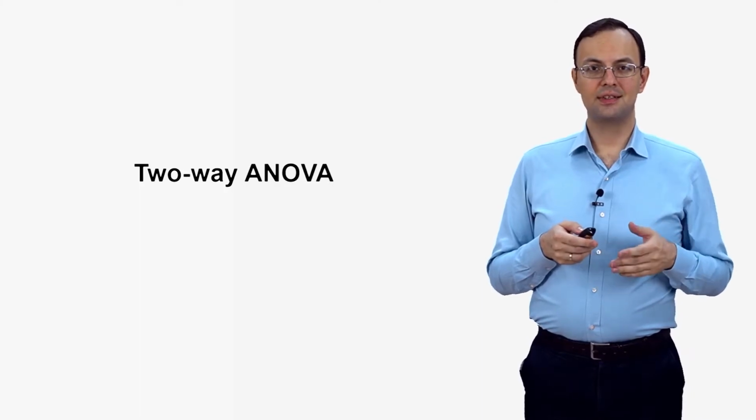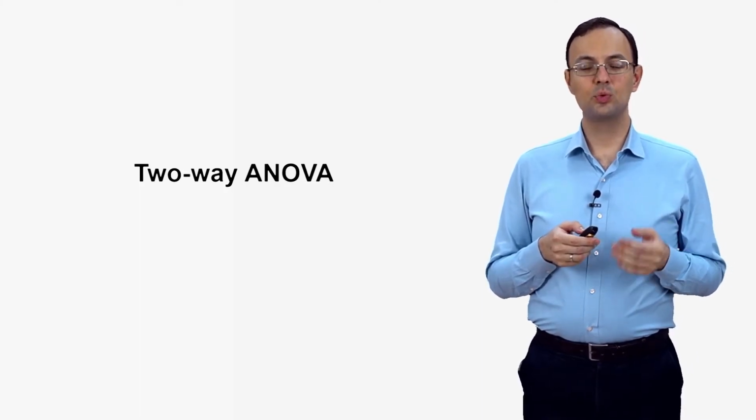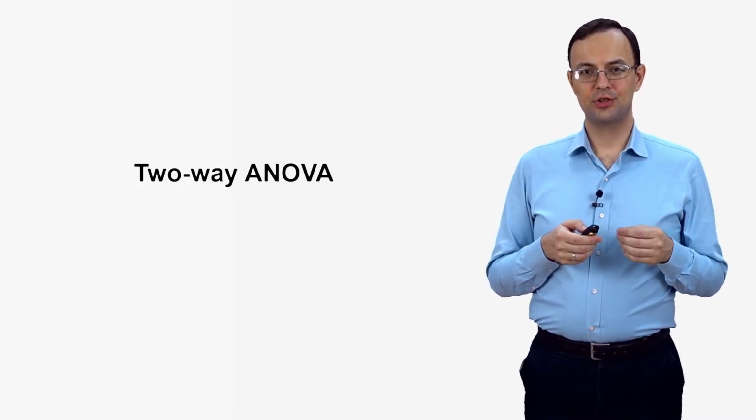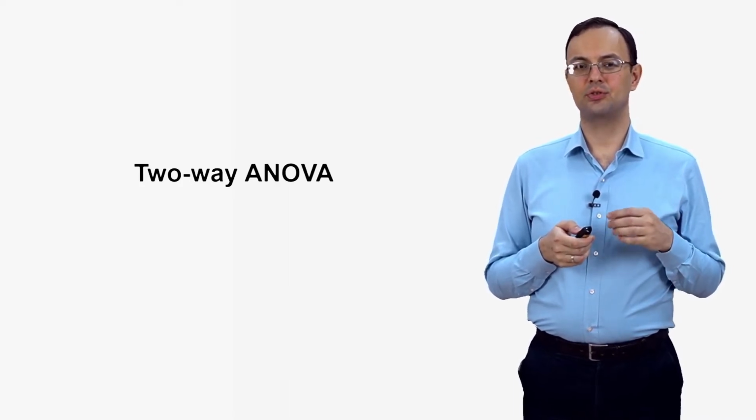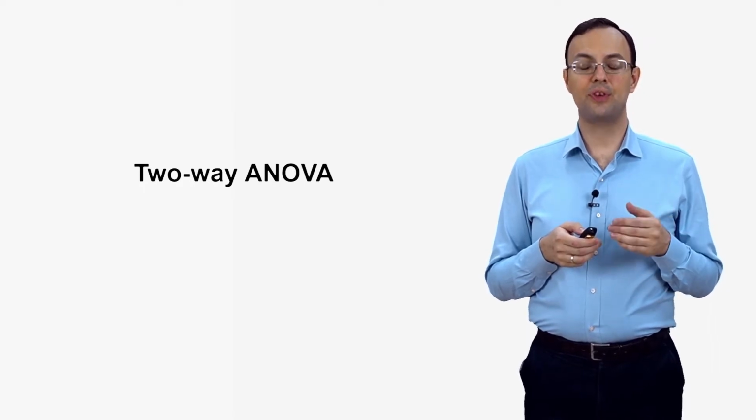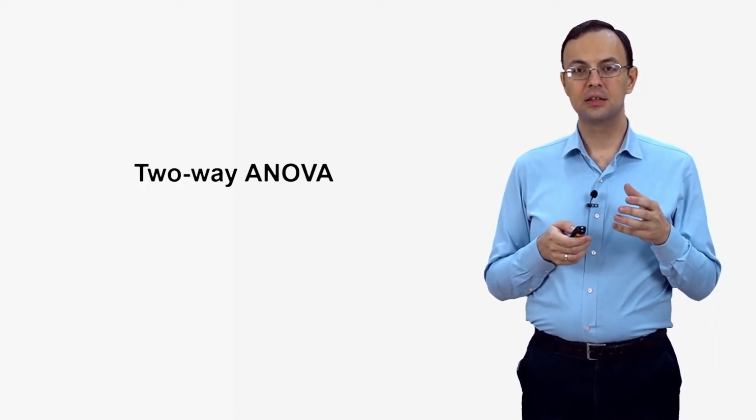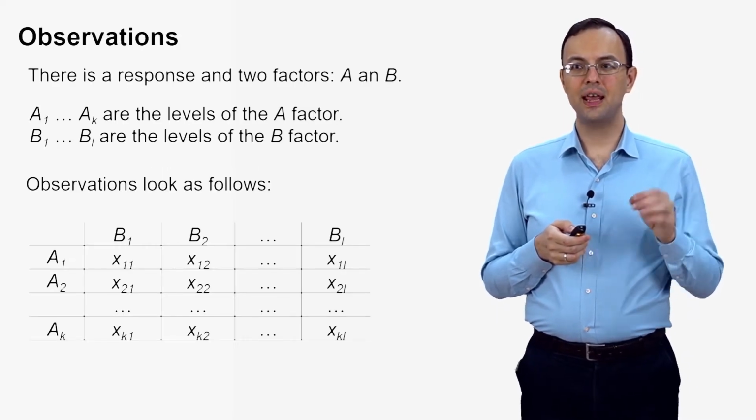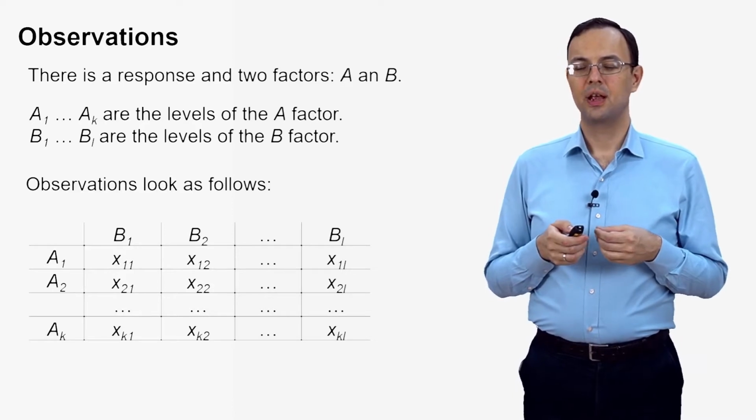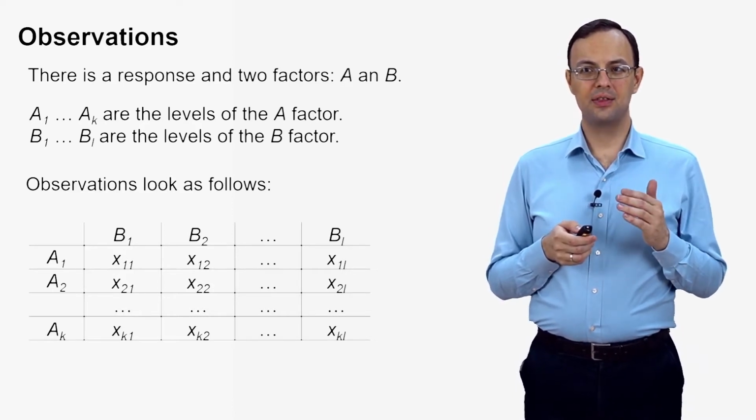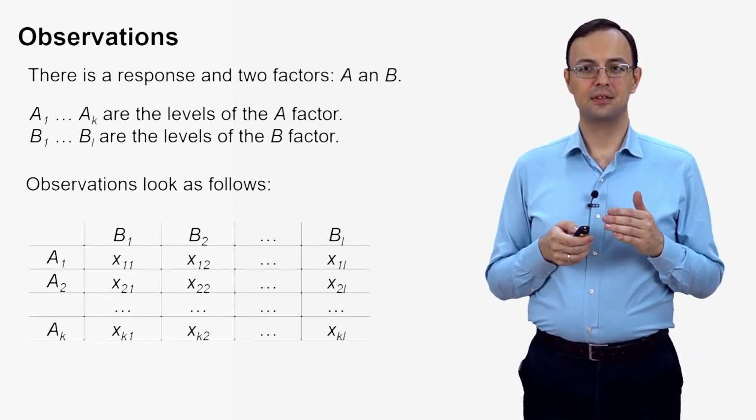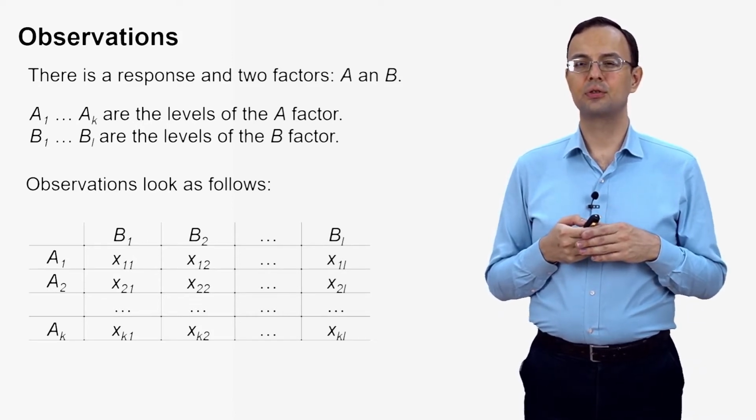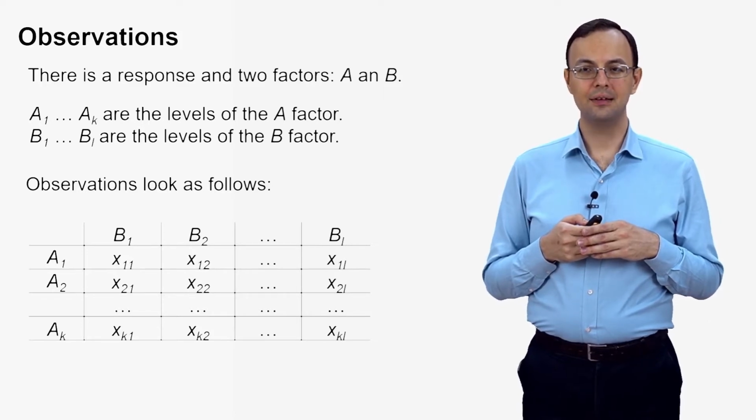So now let's discuss two-way ANOVA. This is a situation when we have not just one factor, but we consider two factors. Both can affect the response. So we have A factor and B factor, and A factor has K levels and B factor has L levels. So this is not I, but small l.